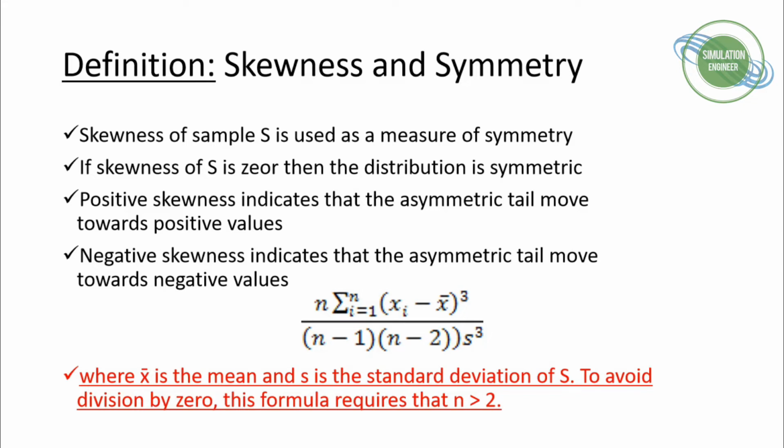Positive skewness indicates that your data is tending towards the positive values, and vice versa, negative skewness tends towards the negative values. This is the formula to calculate the skewness.